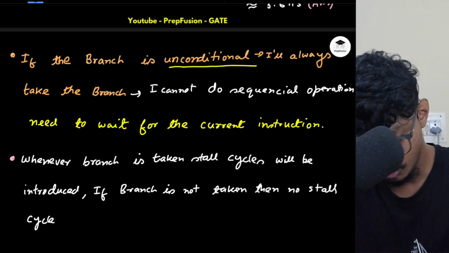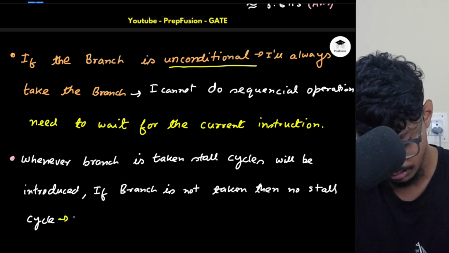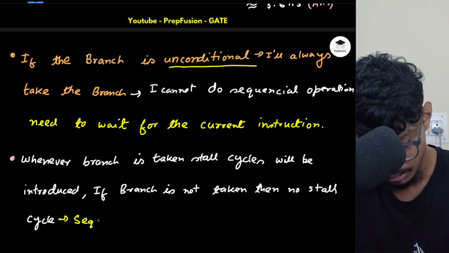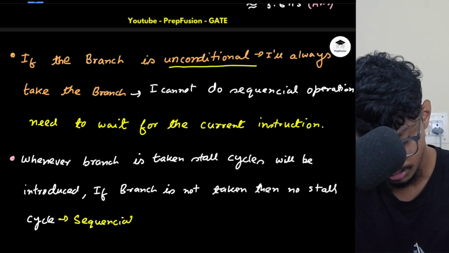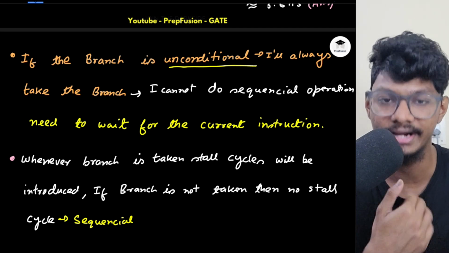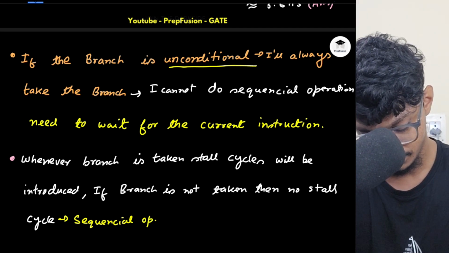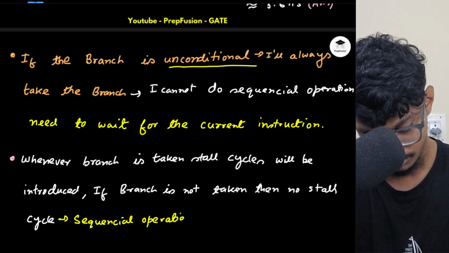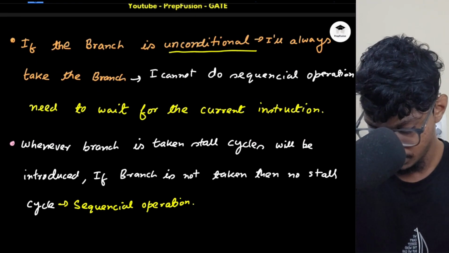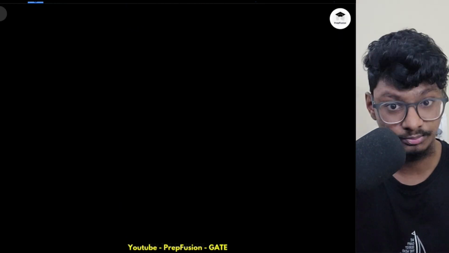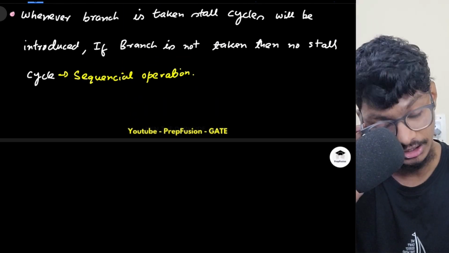Why no stall cycles? Why is that? Because I am doing sequential operation. Because after I3, I4 was supposed to come and it is coming. The branch is not taken, right? I am not going to I7. Sequential operation. Okay. So that is what happened. These are the two important points that I need to understand.